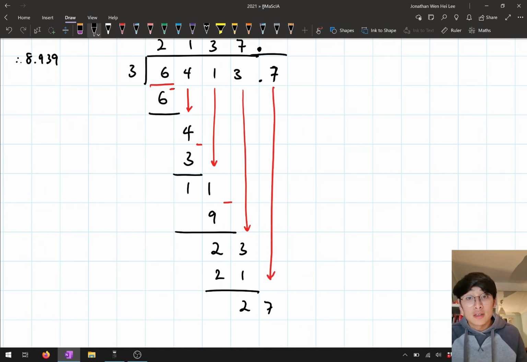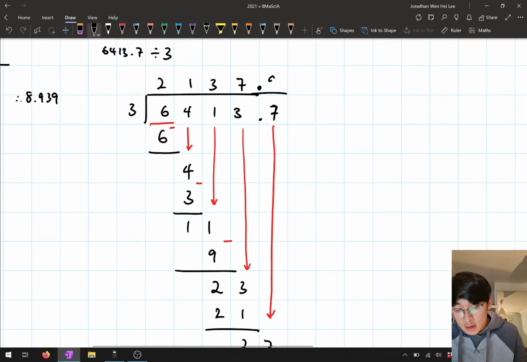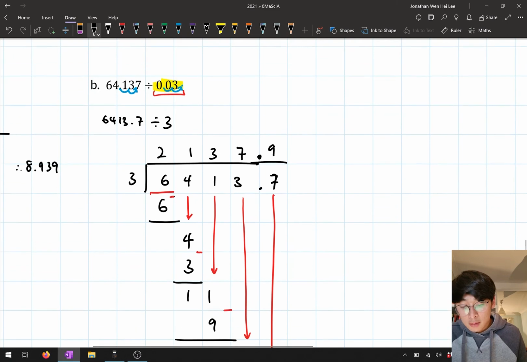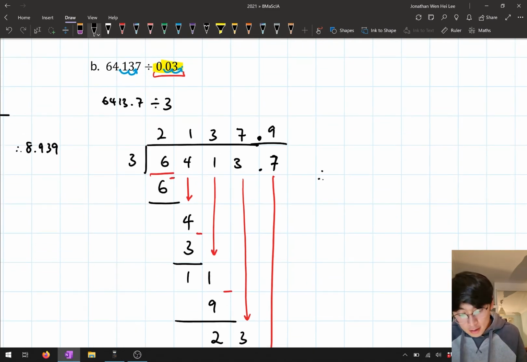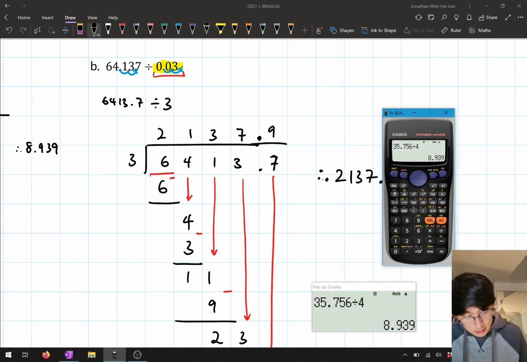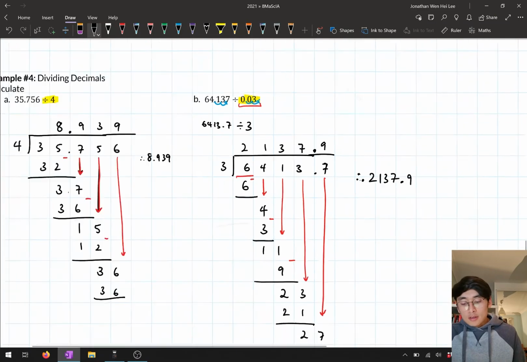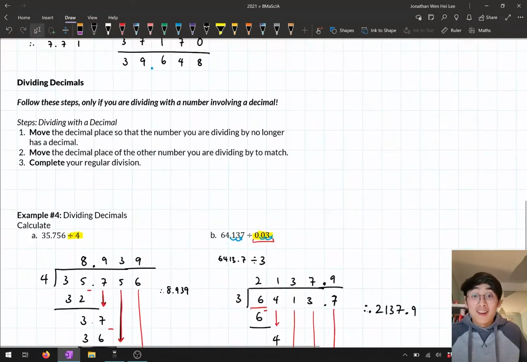Does 3 go into 27? Yeah, it goes into 27 9 times. 9 times 3 gives me 27. And so I'm done here because it matches up. So here my final answer is 2,137.9. And so let's actually check that with my calculator. 64.137 divided by 0.03 is my original question. And I get 2,137.9 as my answer. So that's how we go about doing calculations with decimals.